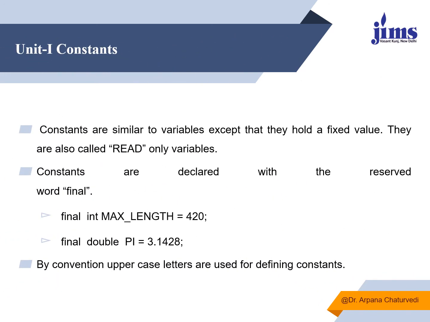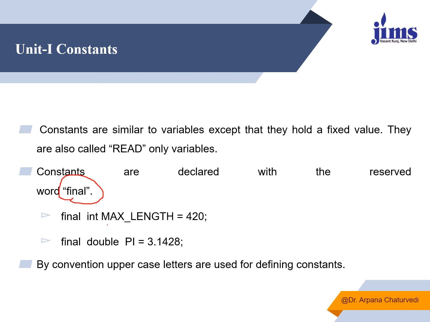In Java we can declare constants also. Constants are similar to variables except that they hold a fixed value. Variables can hold varied values, depending upon the input, but it should come within range, whereas constants are those variables which hold fixed values, and they are also termed as read-only variables. Now where does the difference come when we talk about constant variables? Here we need to make use of a keyword, that is final.